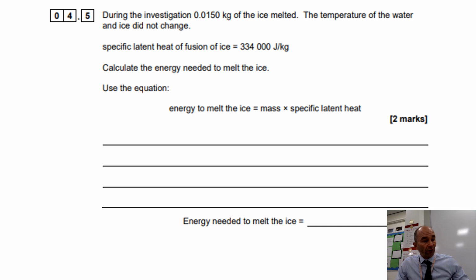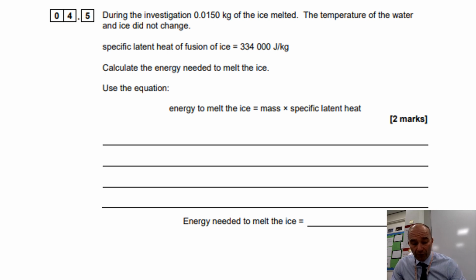And then 4.5, still part of this question. During the investigation, 0.015 kilograms of the ice melted. The temperature of the water and the ice did not change. So we should be thinking about change of state at this point. We've got the latent heat of fusion of ice. Again, that's our change of state. We need to calculate the energy needed to melt the ice. It even gives us the equation to use. And we just need to substitute our numbers in.